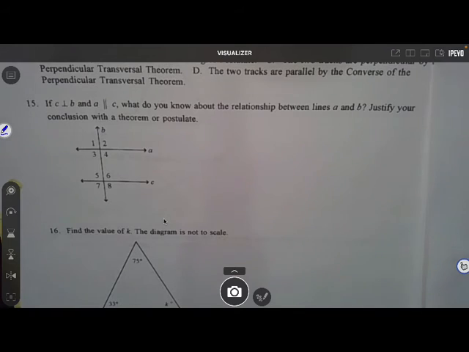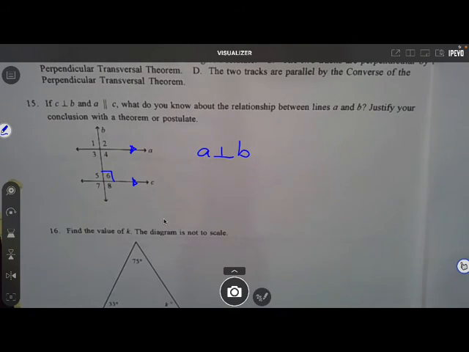So it's saying if C is perpendicular to B, and these two are parallel, what do you know about A and B? They're perpendicular. They are also perpendicular. And then I would write this because of the transversal theorem. I didn't even look for that on the quiz. But it is on there, okay?